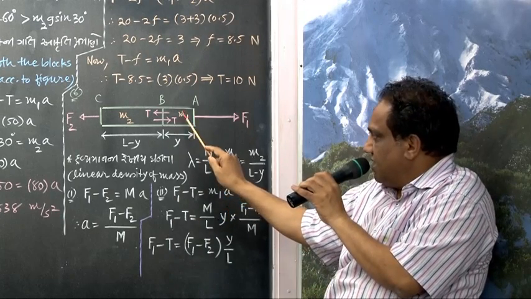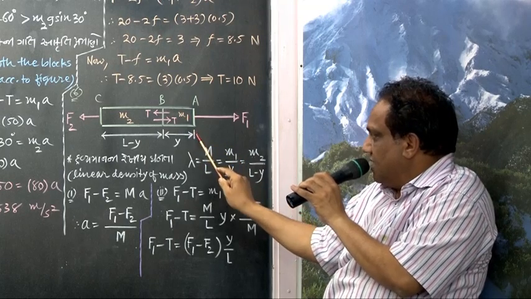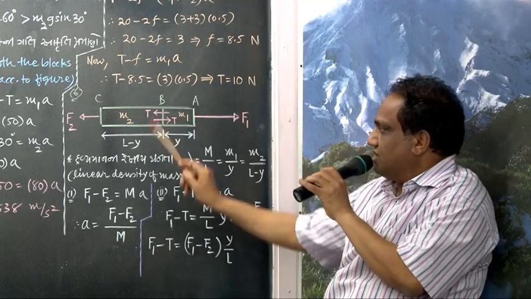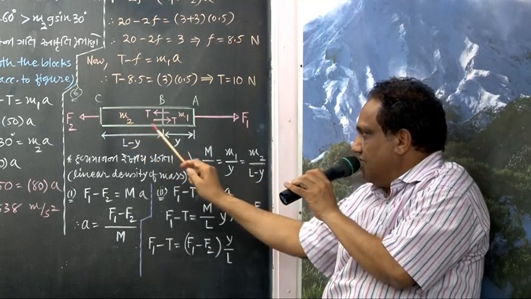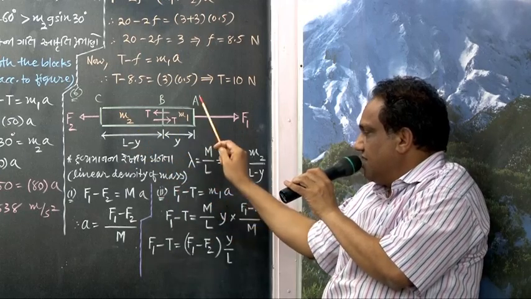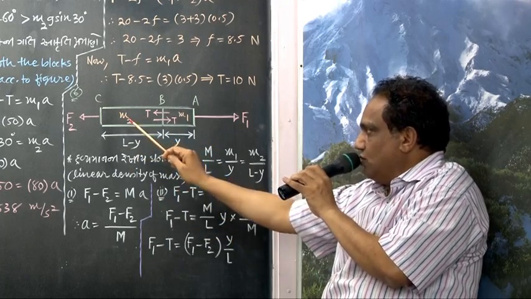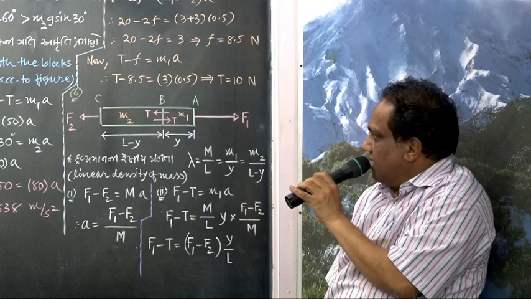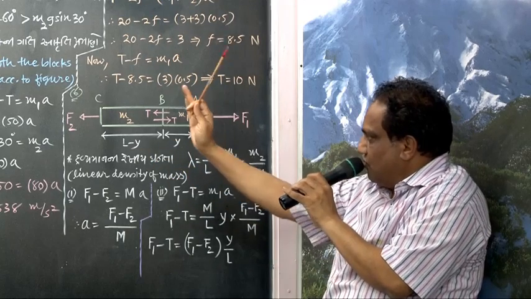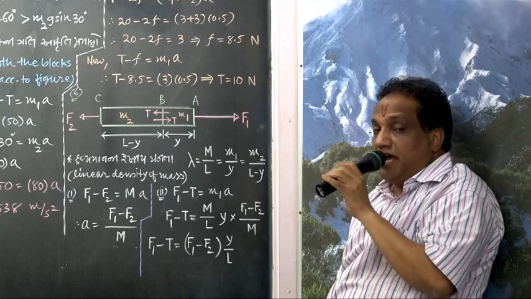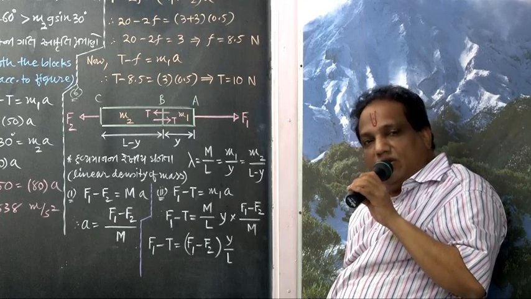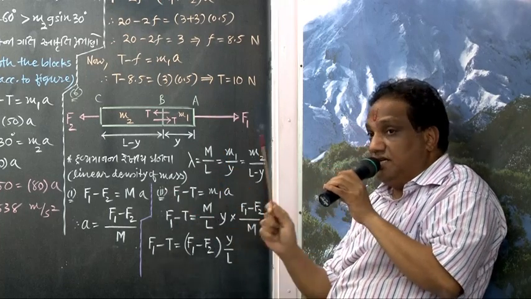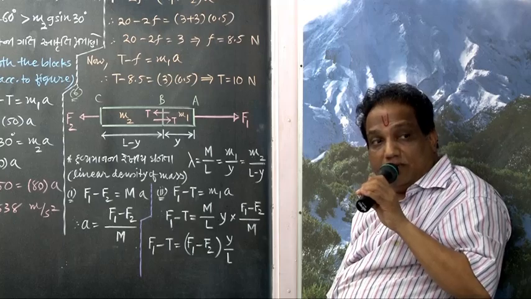For the first part, let the mass be M1 and the length is Y. For the second part, the mass is M2 and the length is L minus Y, because the total length is L. Now the whole rod is moving towards the right-hand side with some acceleration, or even if it is not, each part is under tension, so it is likely to have that much acceleration.